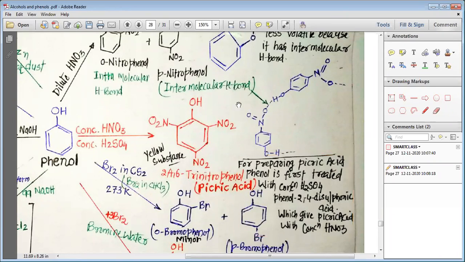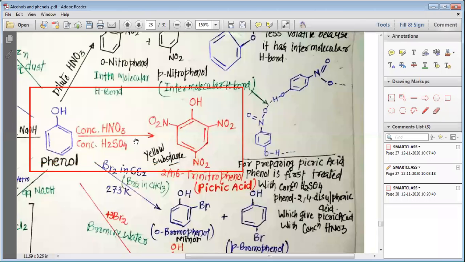So my dear students, when you look at this reaction, which I am going to show you, the reaction of phenol, here you can see that phenol is treated with concentrated sulfuric acid, and then it is treated with concentrated nitric acid. So we get a yellow substance. The name of this yellow substance is 2,4,6-trinitrophenol or picric acid. Now, in your textbook, my dear students, they have just written concentrated nitric acid, but they have not mentioned concentrated sulfuric acid.